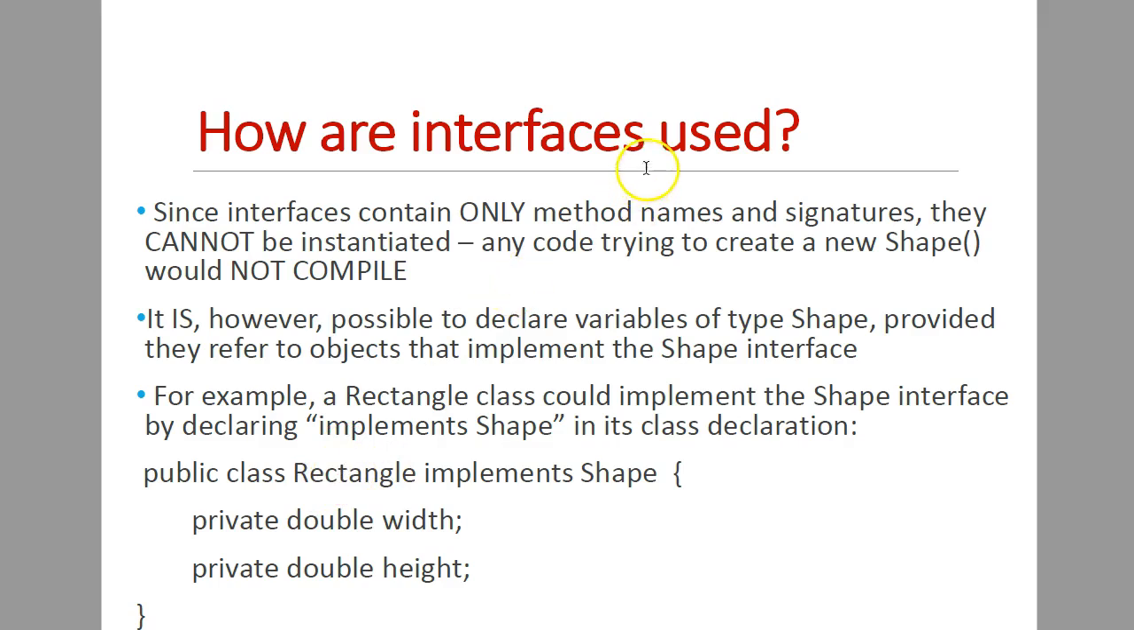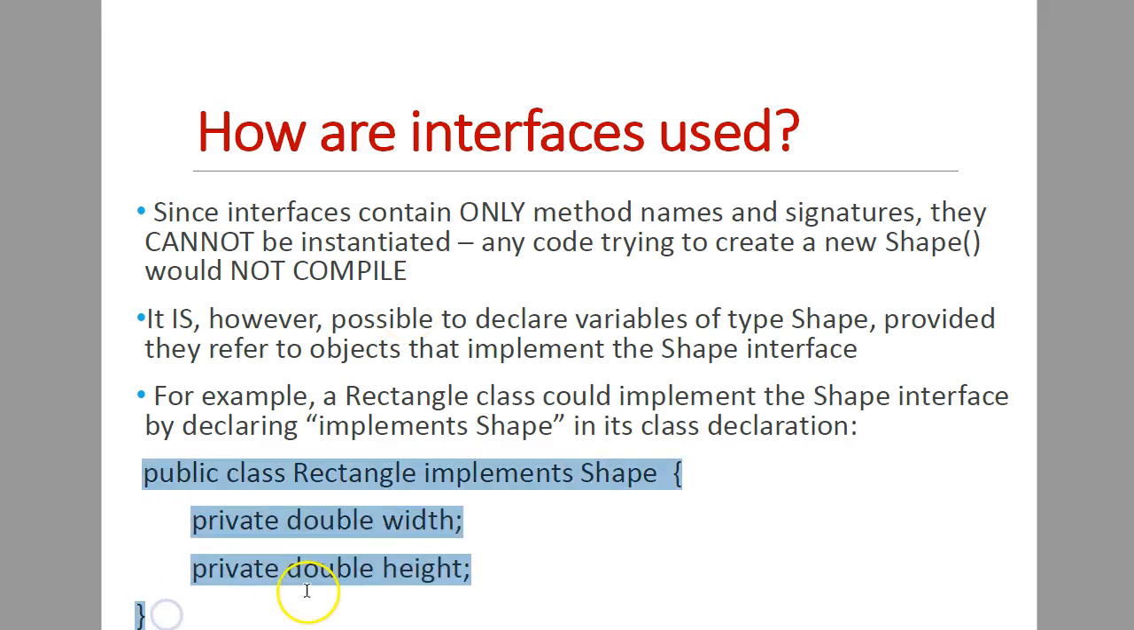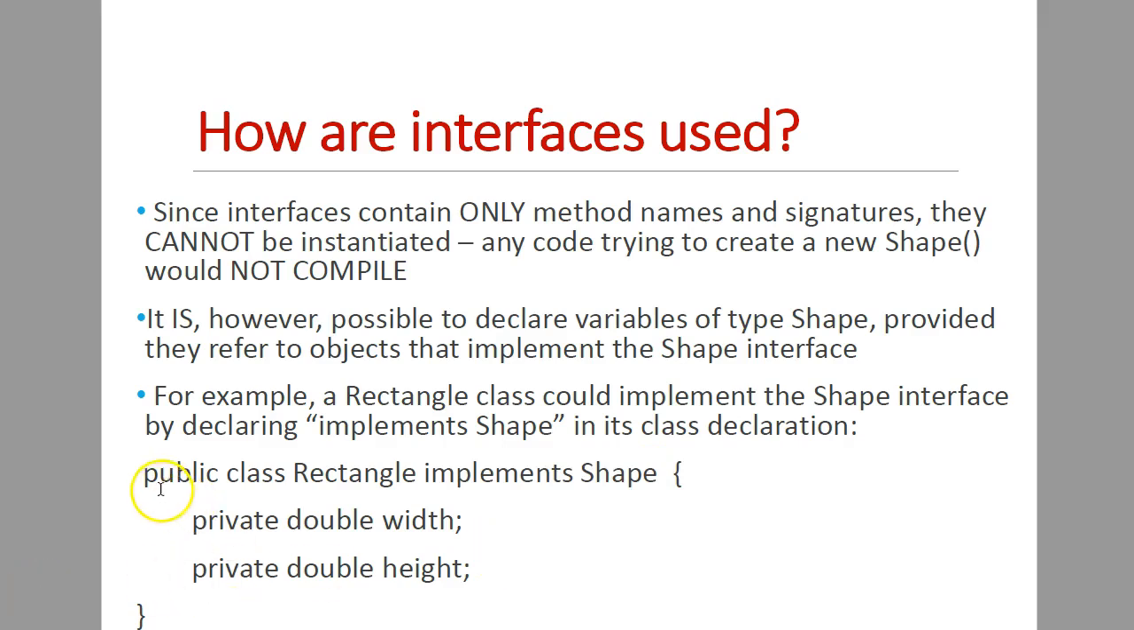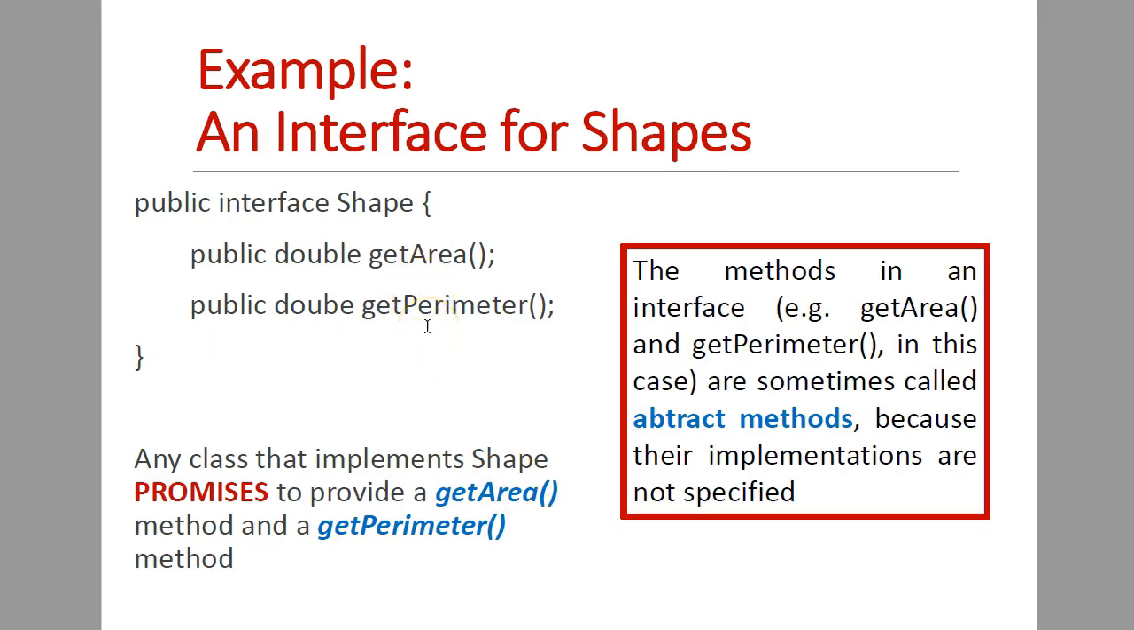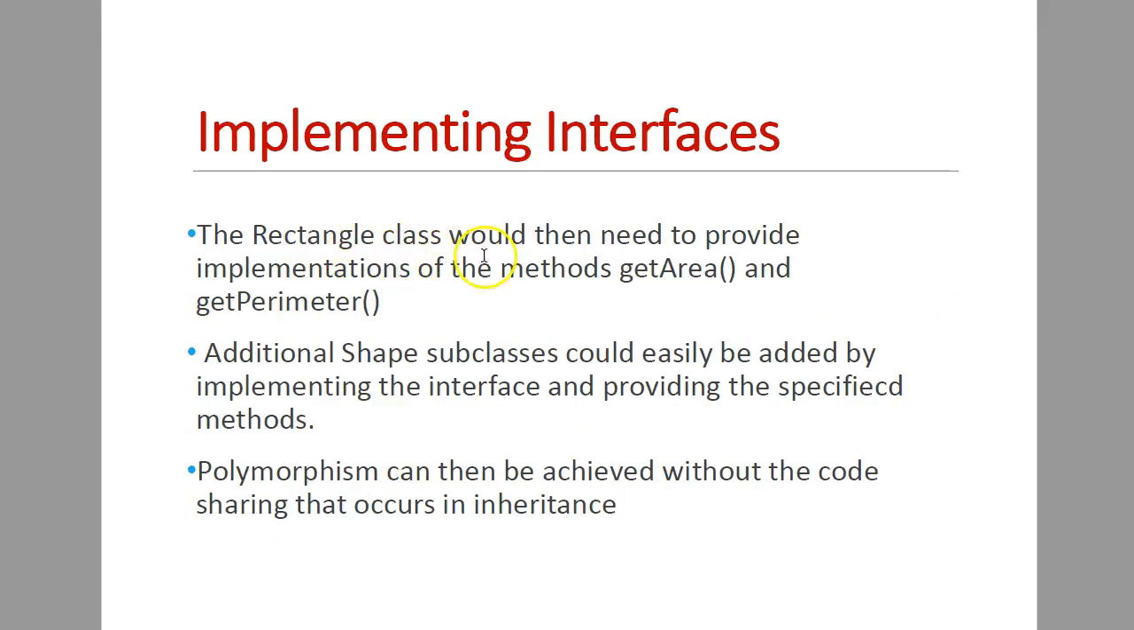Similarly, interfaces are a template for creating classes. So when you declare an interface, it doesn't actually create a class. This right here is a class, and it implements Shape by saying implements and the name of the interface. Now, this class definition is not complete, because anything that implements an interface has to guarantee that it implements the interface's methods, which were getArea and getPerimeter. So the Rectangle class would have to provide implementations of getArea and getPerimeter as well.